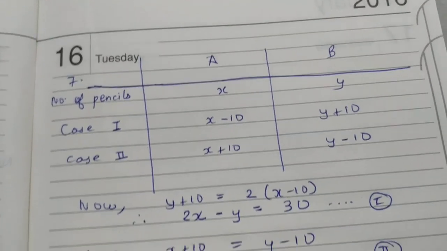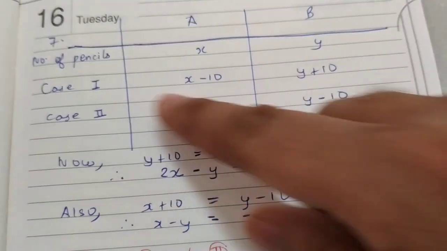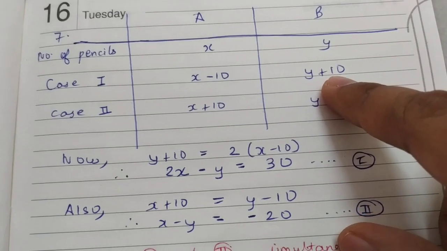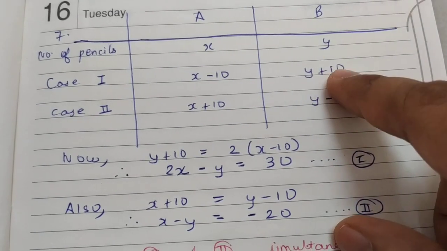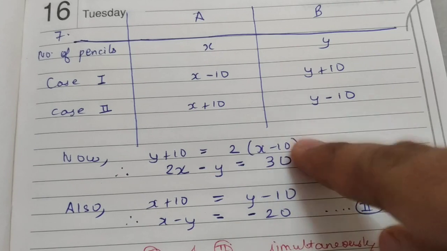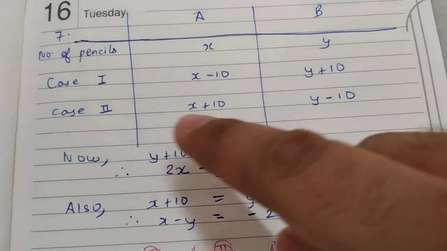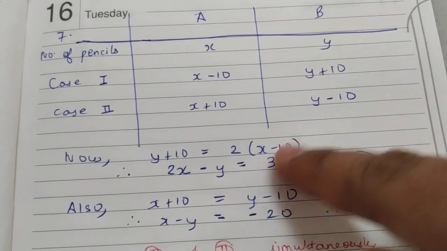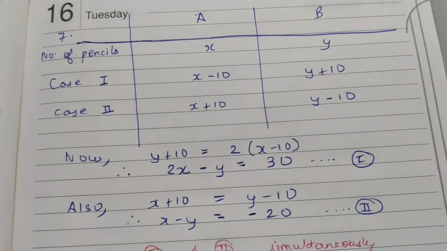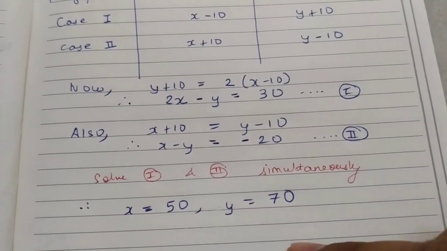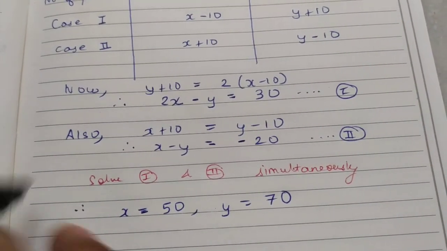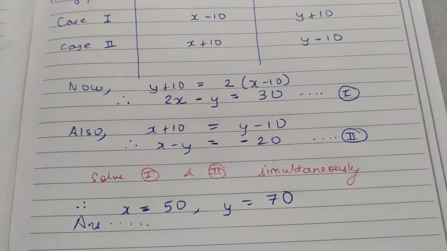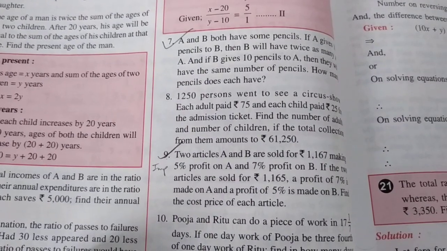Now the two conditions are, first of all, in case 1, the number of pencils which B has is twice that of A. So solving this, we get equation number 1. And in case 2, the number of pencils with A and B would be equal. So solving that, we get equation number 2. Solve them simultaneously and get the values. And don't forget to write the final statement, the answer, that A will have 50 pencils and B has 70 pencils.